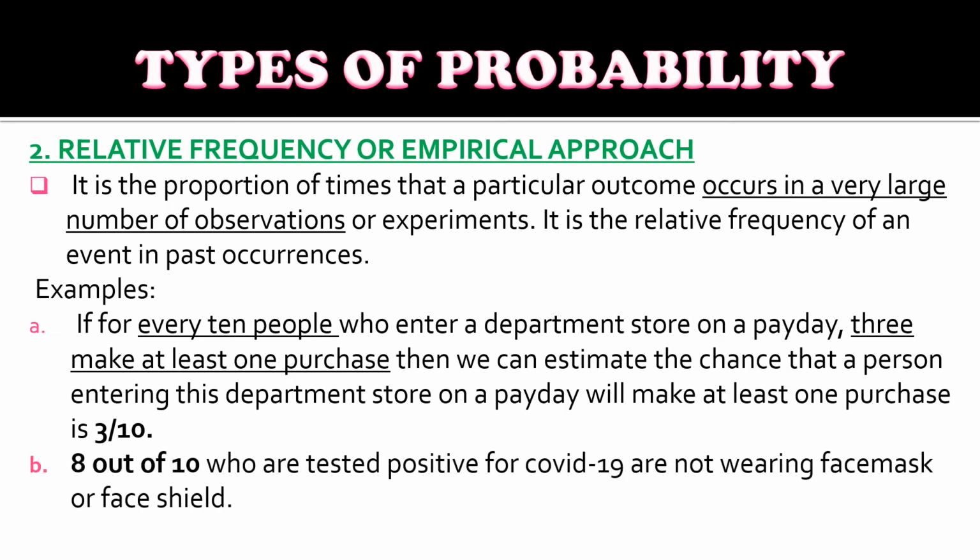Another example is 8 out of 10 who are tested positive for COVID-19 are not wearing face mask or face shield. So same thing, so every 10 person na tinitest, so that's the frequency. So they can assess that 8 out of 10 tested positive are not wearing face mask or face shield.